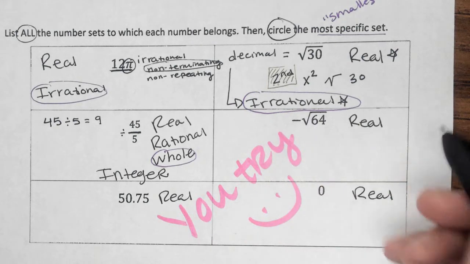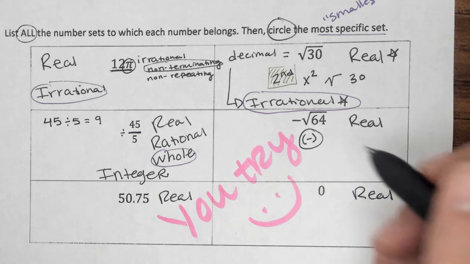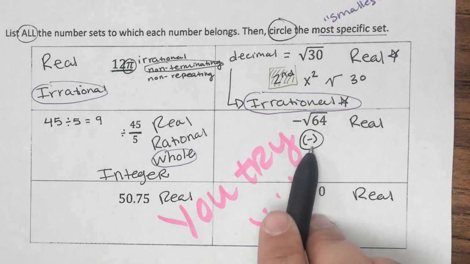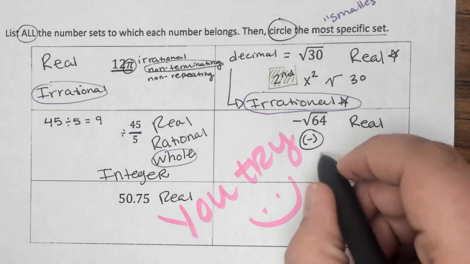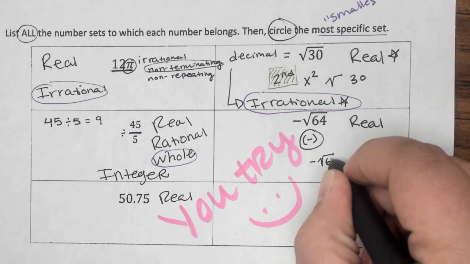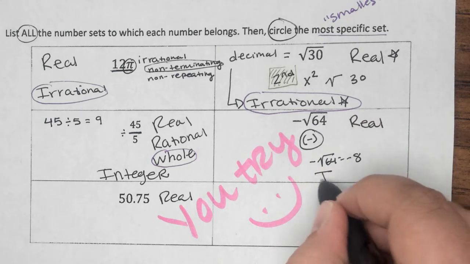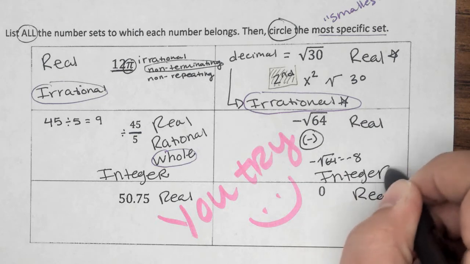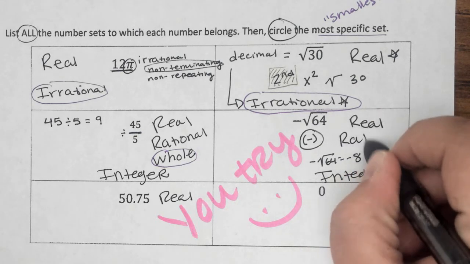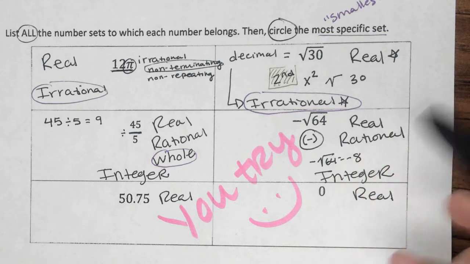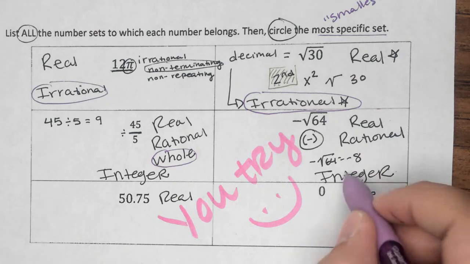Negative square root of 64. Remember, if you're typing in your calculator, you have to use the negative key, not the minus key. That's by the decimal button. And then after you type in the square root of 64, you find that the negative square root of 64 is actually equal to negative 8. Negative 8 is an integer. The square root was a whole number, so it is also rational. The most specific set here is integer.